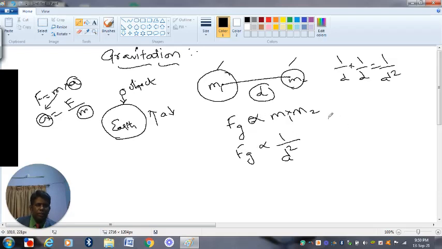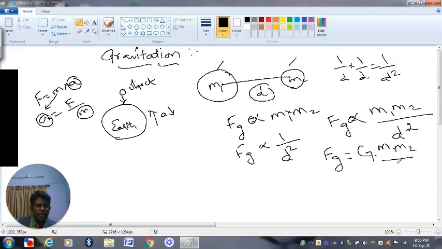When you link these two equations, you will get gravitational force Fg, that is directly proportional to the product of masses m1 and m2 and inversely proportional to the square of the distance between them. Since we have to remove this proportionality, I am going to introduce a constant, G, that is the universal gravitational constant. Fg is equal to universal gravitational constant G into the product of masses m1 m2 divided by d square. Lord Cavendish introduced this gravitational constant value: G is equal to 6.673 into 10 to the power minus 11.